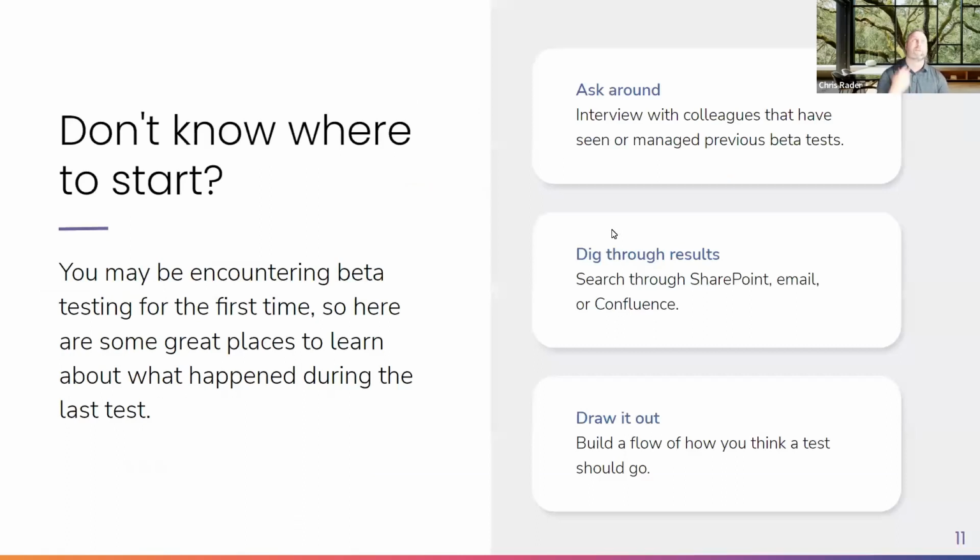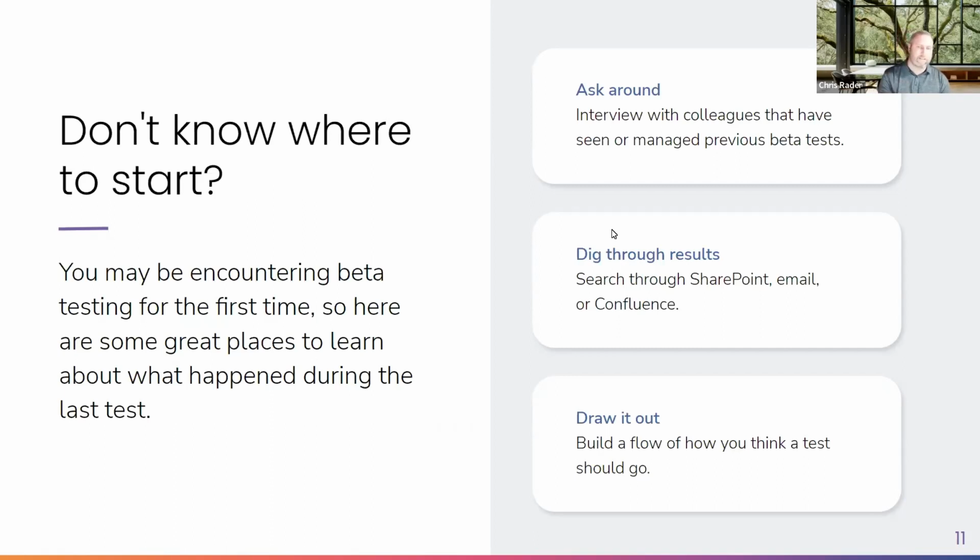Now, if you are struggling to start off with that list, you can ask around. Say you're a higher level stakeholder, and you want to get a sense of how well the beta tests have gone before. Feel free to go talk with your colleagues, go get interactions. What's interesting is I know beta testing in a lot of companies is actually done in different ways based on the product manager or the teams running it. So getting a sense of who runs it which way can also be very helpful.